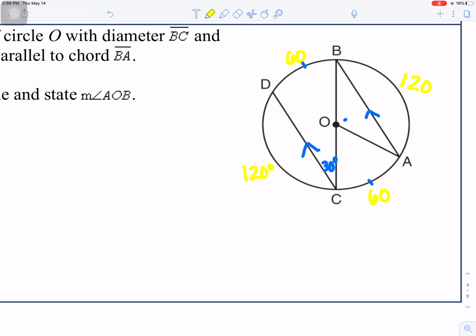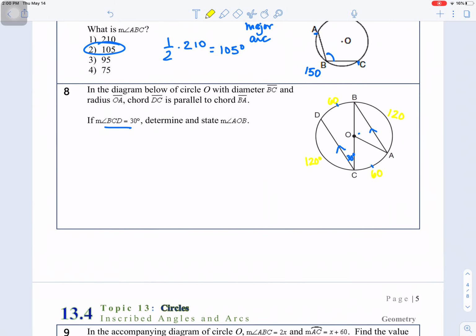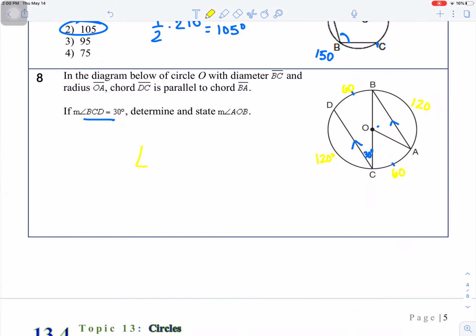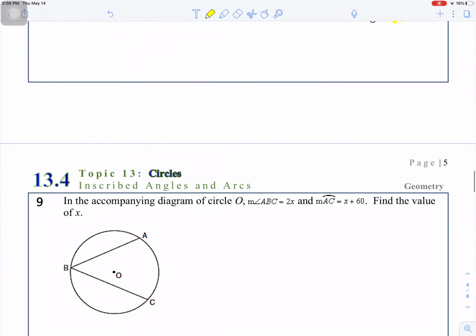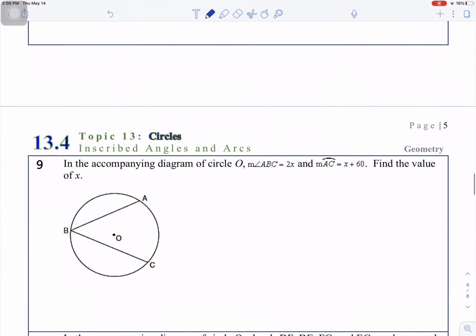Now, what are we looking for? I didn't mark what I was looking for. Oh, yeah, looking for that central angle. Central angle is equal to its intercepted arc. So angle AOB is equal to 120. Hope you can see that color. It's not a great color to be writing with.